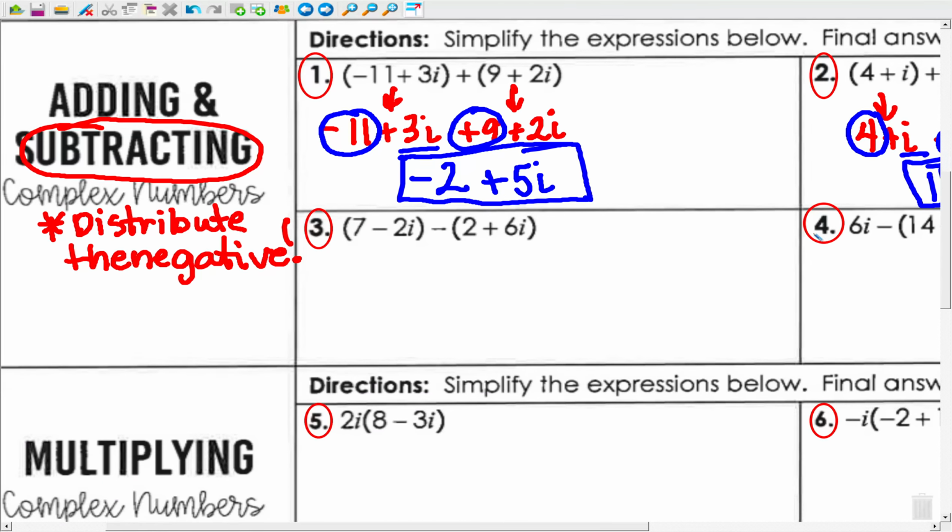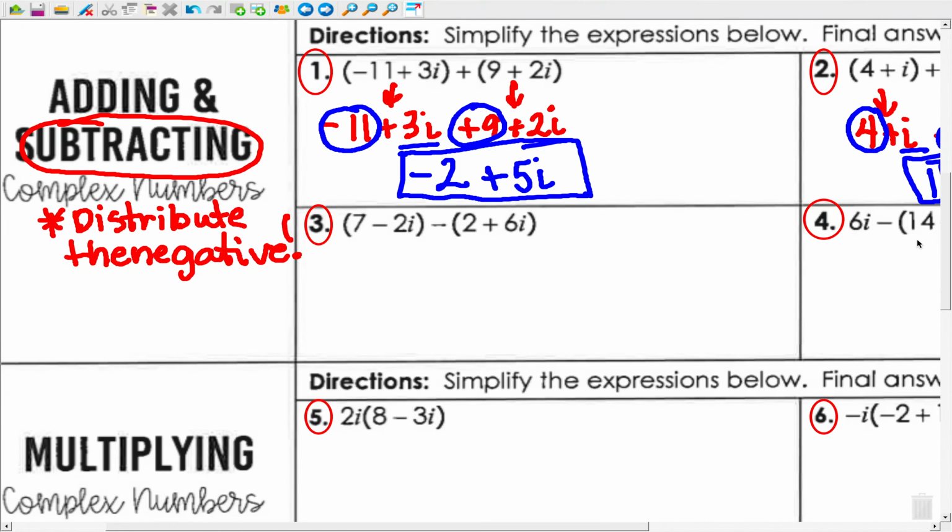Now, this is where we're looking at some subtraction problems. It is so important, a lot of people forget this, but it's so important that you take that negative sign and distribute it into the parentheses behind it. So let me see. What we have here is 7 minus 2i. And what you have here is -2 minus 6i. So this is what I've got. Now I can get my like terms together.